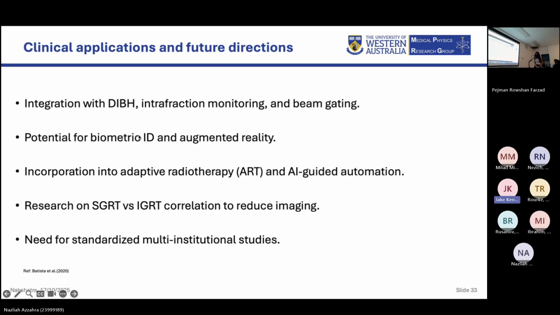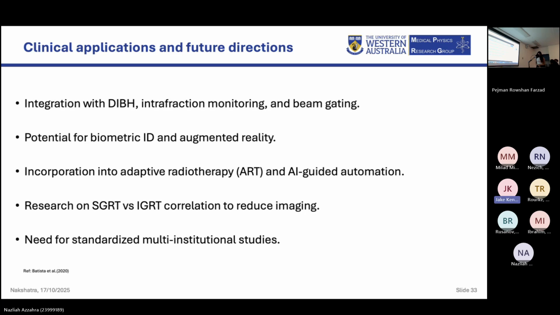Clinical applications and future directions. Now, SGRT has several expanding clinical applications. It's now routinely used with DIBH, helping improve reproducibility, and also intra-fraction monitoring with beam gating. Looking ahead, SGRT has potential applications beyond positioning. It could be used for biometric identification to verify the patient, and a lot of vendors have been trying to integrate this into the SGRT system.